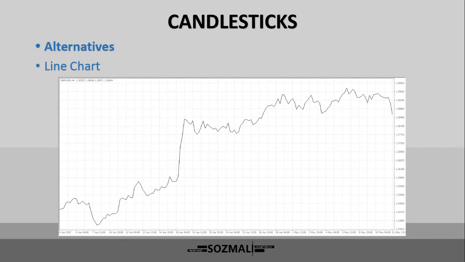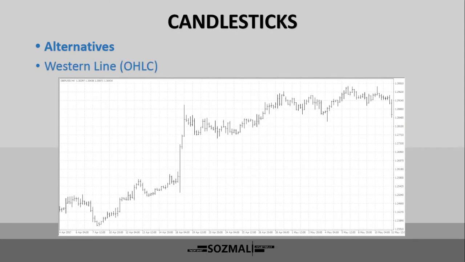And the other popular alternative is the Western line or the OHLC, which actually represents the same data that you'd find on a candlestick chart. However, I still believe, and many other people still believe, that candlesticks are just easier to look at. They look more appealing, and you can just see things much quicker. But obviously the Western line also has its advantages over the candlesticks. I might even do a video on them too.